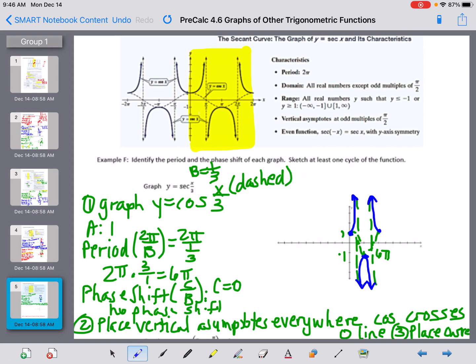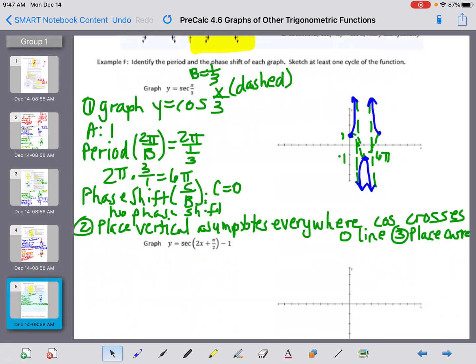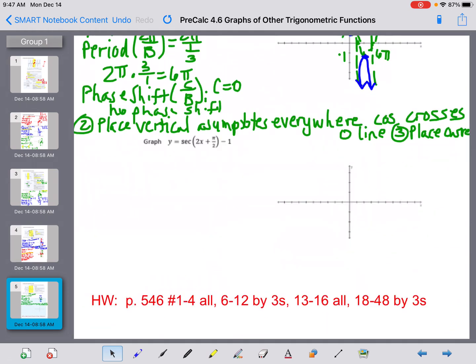Similar, though, to what we did with the cosecant and sine curves, but this was with the secant and cosine curves. All right, one more, and I'm going to throw in, hopefully not too much of a confusion here, but I do want to state this one, okay? I have a secant, so once again, I'm going to start by graphing the cosine that goes with it of 2x plus pi over 2 minus 1 out here.